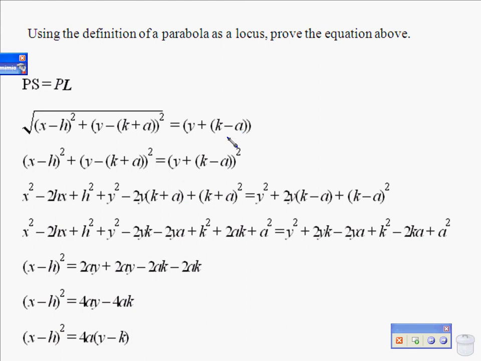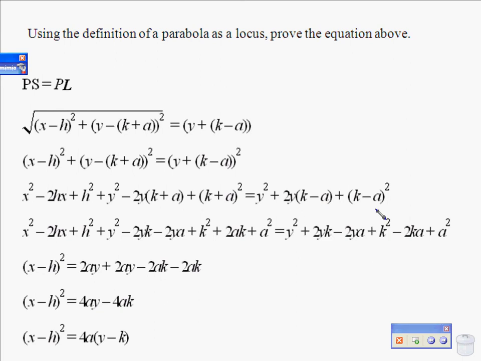Now it's the distance from the point P directly straight down to the directrix, so it's going to be that equation. What we do is square both sides, because that allows us to get rid of the square root, but it means the right hand side gets squared. Now what we've got to do is expand this whole thing out. This is where it has to be done with care. (x minus h) squared becomes x squared minus 2hx plus h squared. Then (y minus (k plus a)) squared gives us the expansion here: y squared, minus 2 times y times (k plus a), and the last term, (k plus a) squared.